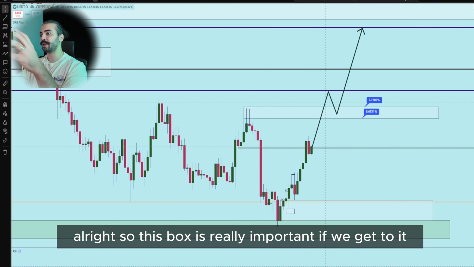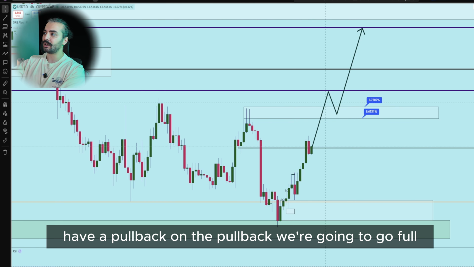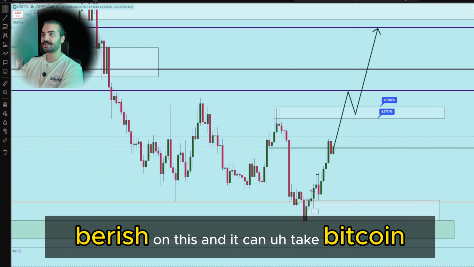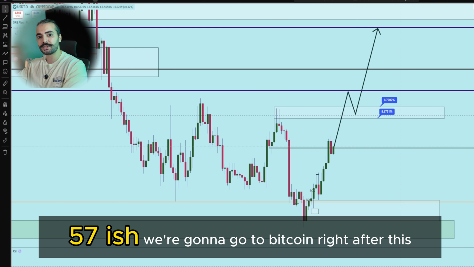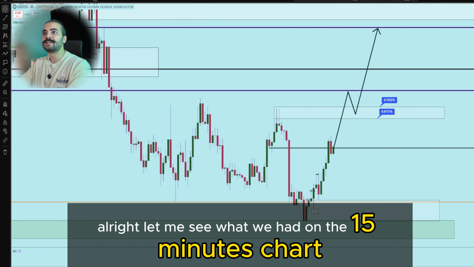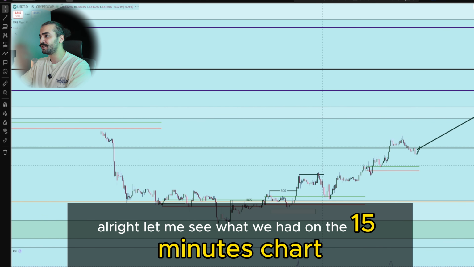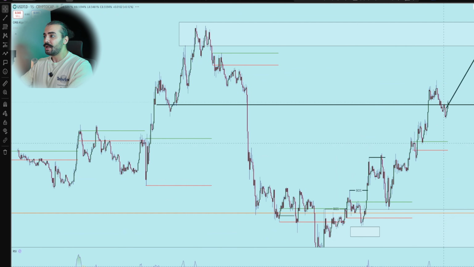If we get to it, have a pullback. On the pullback, we're going to go full bearish on this, and it can take Bitcoin all the way down to probably 58, 57-ish. We're going to go to Bitcoin right after this. All right, let me see what we had on the 15-minute chart time frame.